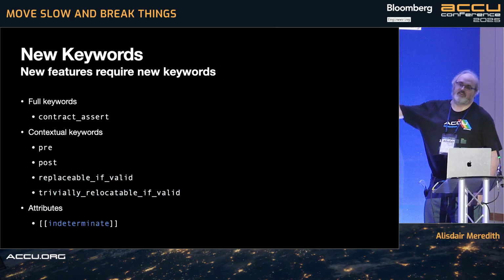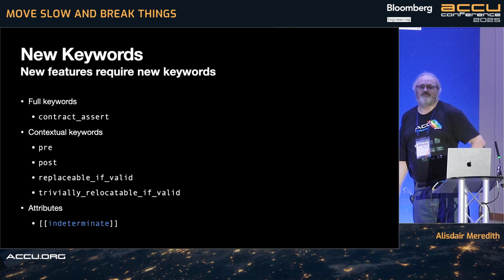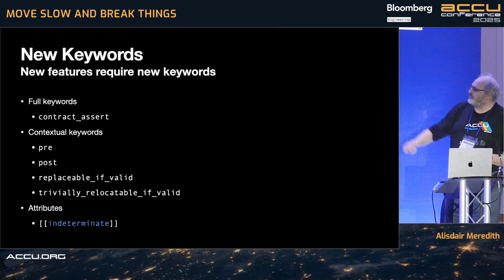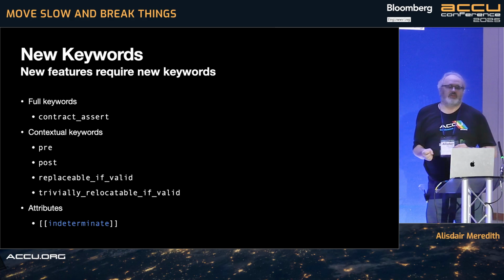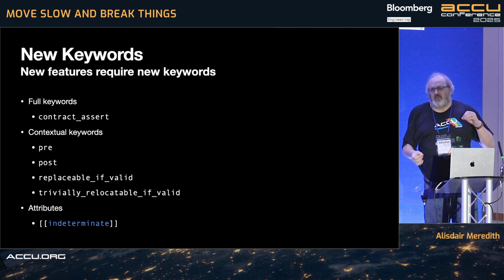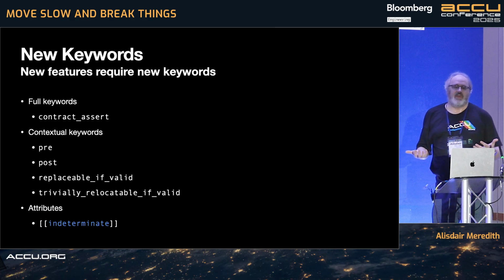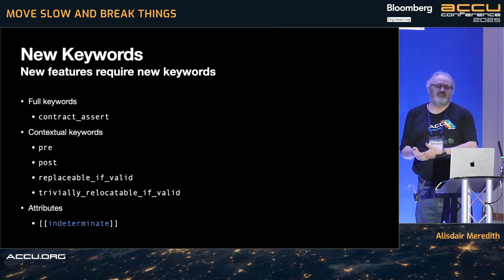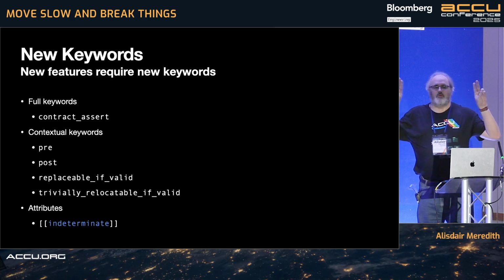Hence the if valid suffix, which was trying to indicate that, no, I'm not pushing the opt-in; I get it only if the compiler says I could have it. Final new keyword-like thing coming in, we have the indeterminate attribute. This, again, is a neat part of where we're trying to push undefined behavior out of the standard. In previous versions of the standard, if you have an uninitialized local variable and you try to read its value, that's undefined behavior. In C++26, that is now going to be defined but erroneous behavior.